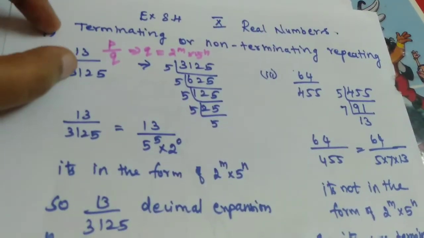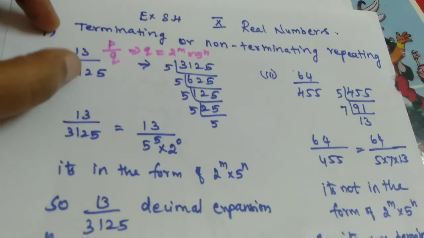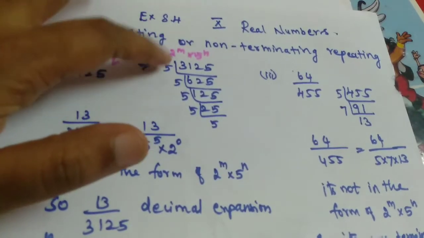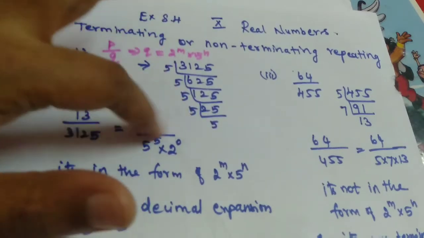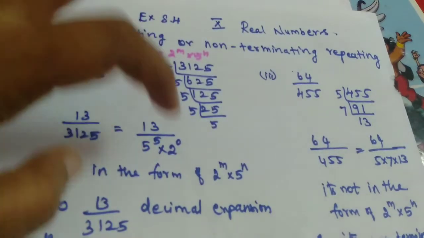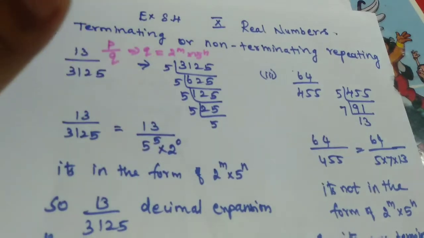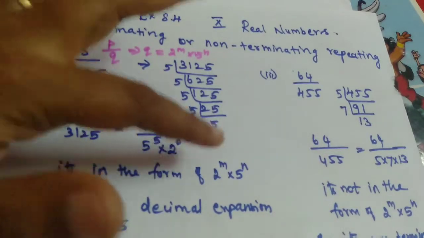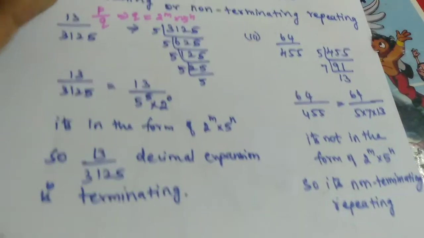First, see the first sum, 13 by 3125. If you find this 3125 using the prime factor method, we get 5 times 5 and so on. 2 is missing, so we can write 2 power 0, because anything power 0 is 1. So it is in the form of 2 power m into 5 power n, and this decimal expansion is terminating.